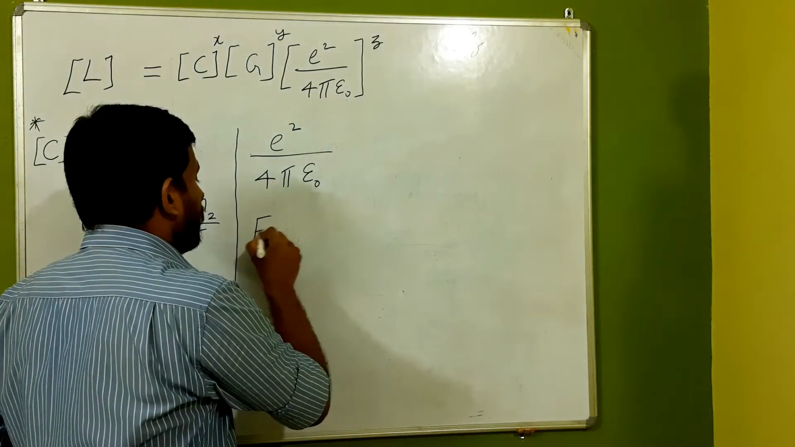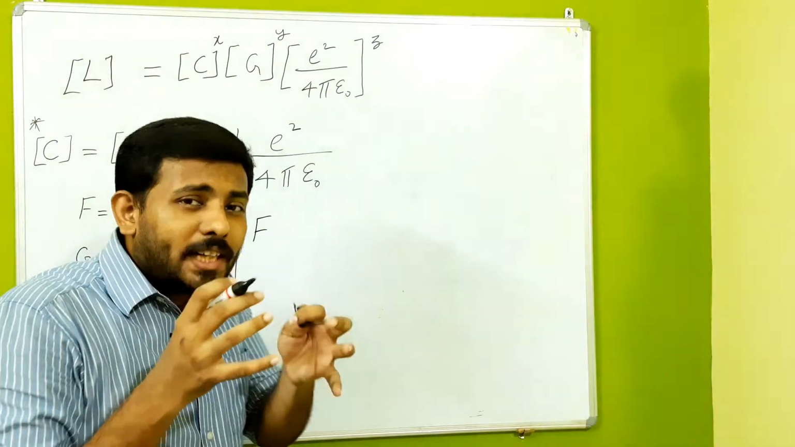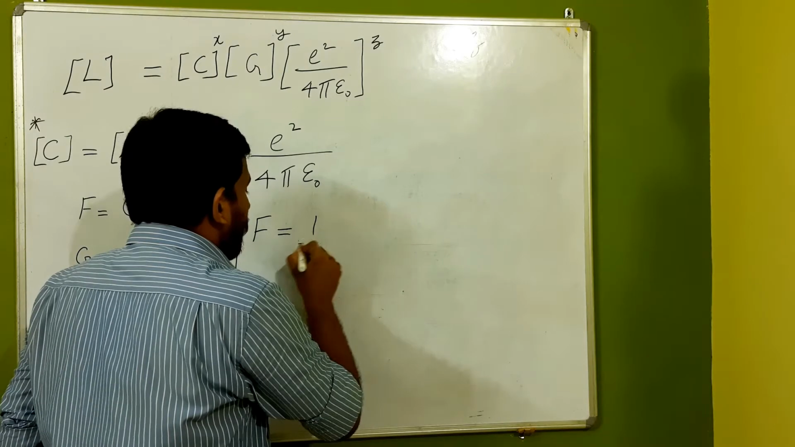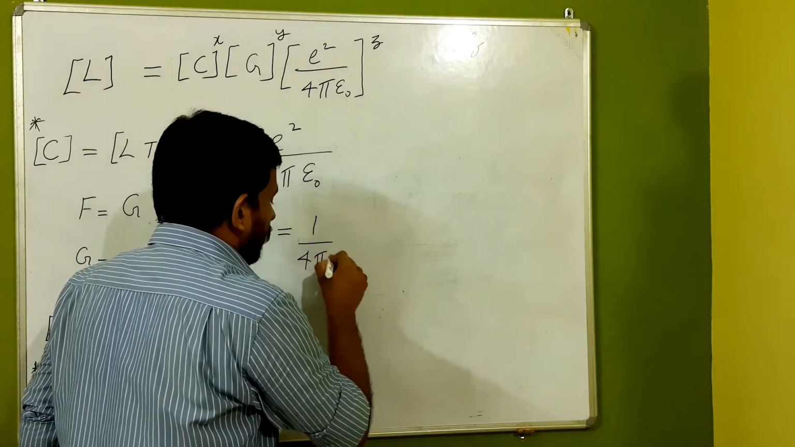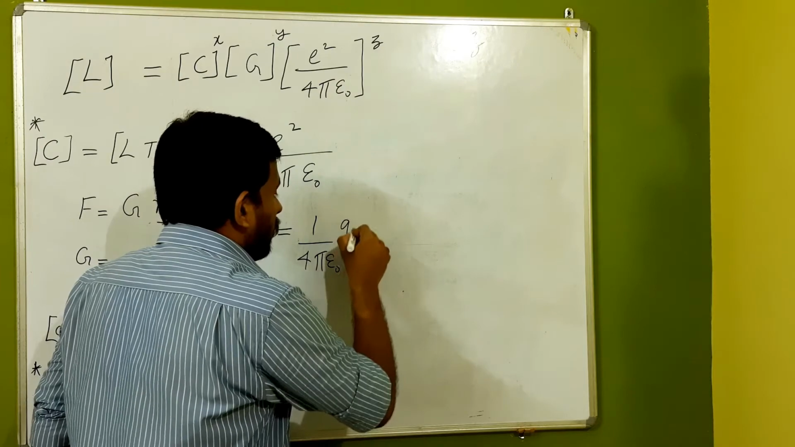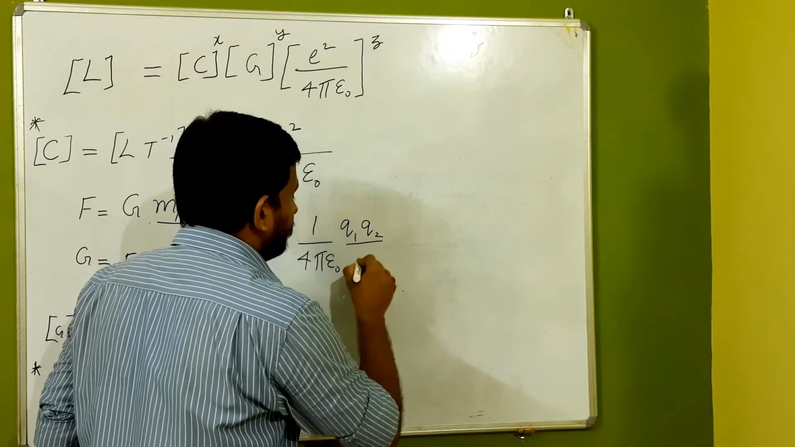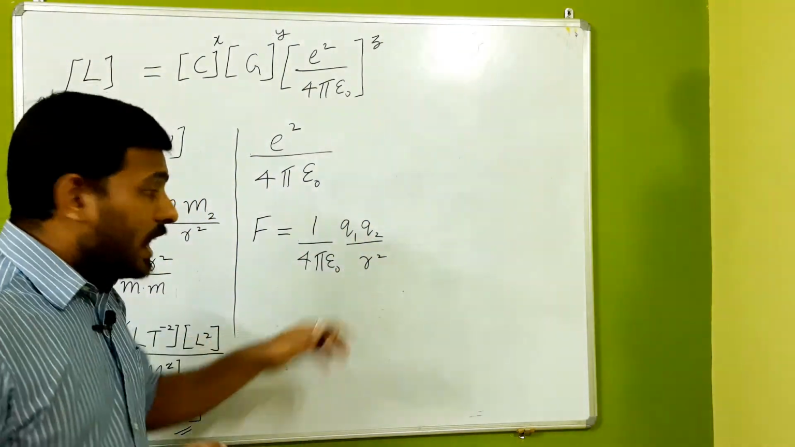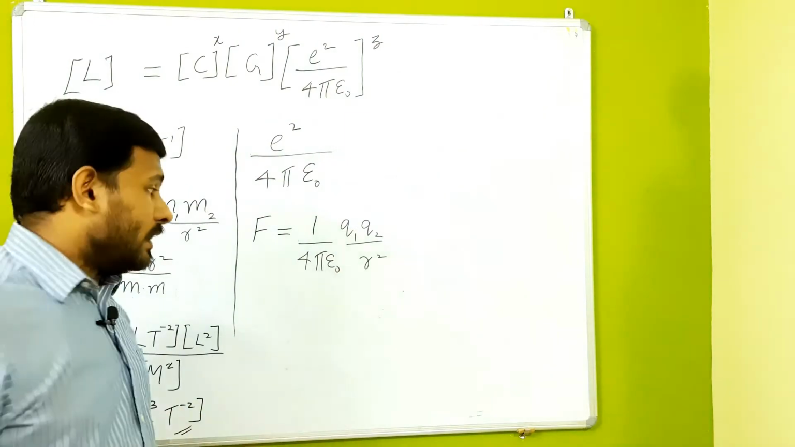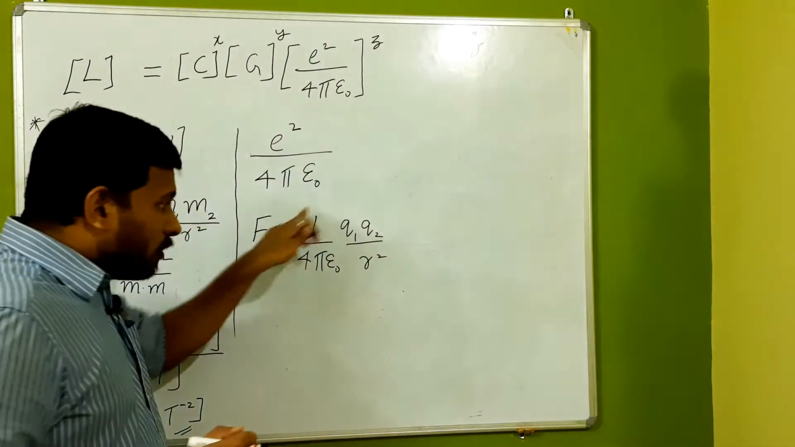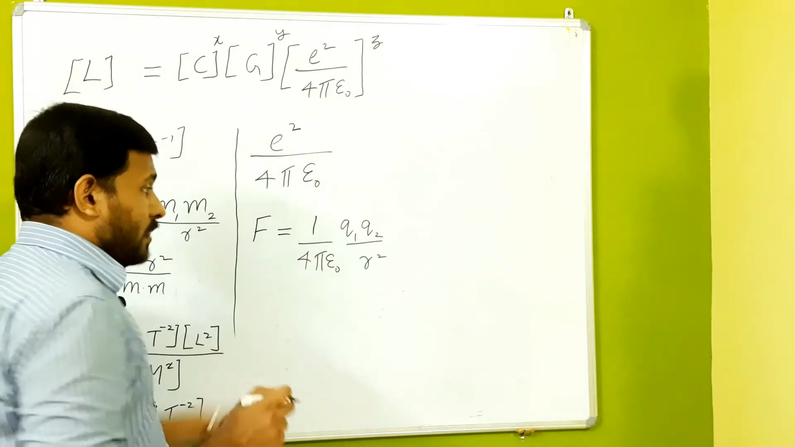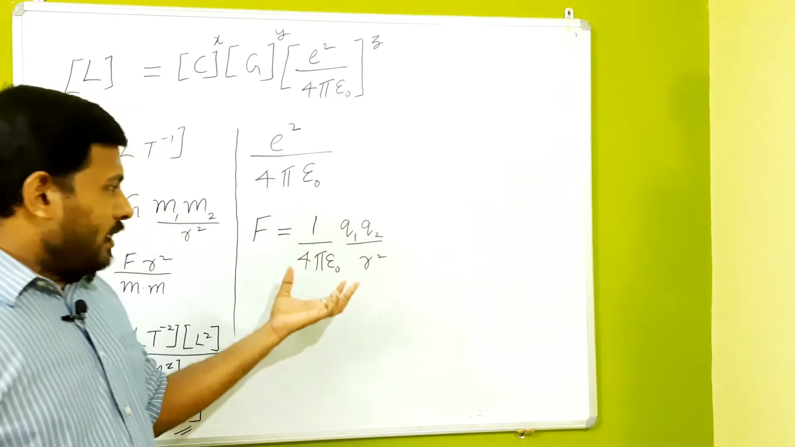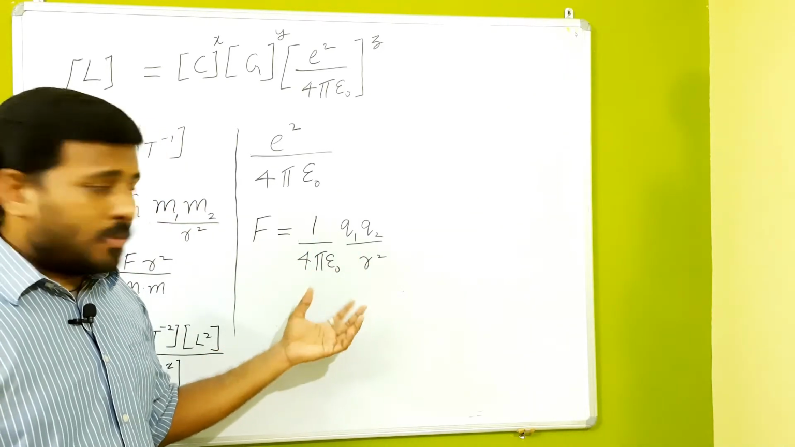We know that by Coulomb's law, the electrostatic force of attraction or repulsion between two charges is given by 1 by 4 pi epsilon 0 into q1 q2 by r square. This q1 and q2 are charges, this r is the distance between these two charges, and this 1 by 4 pi epsilon 0 is a constant. I'm saying this because some of you students who are in the +1 class may not identify this equation. You will study it in 12th.